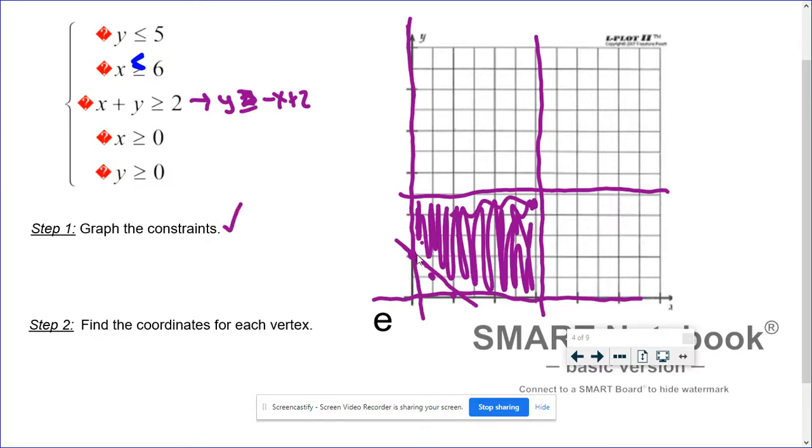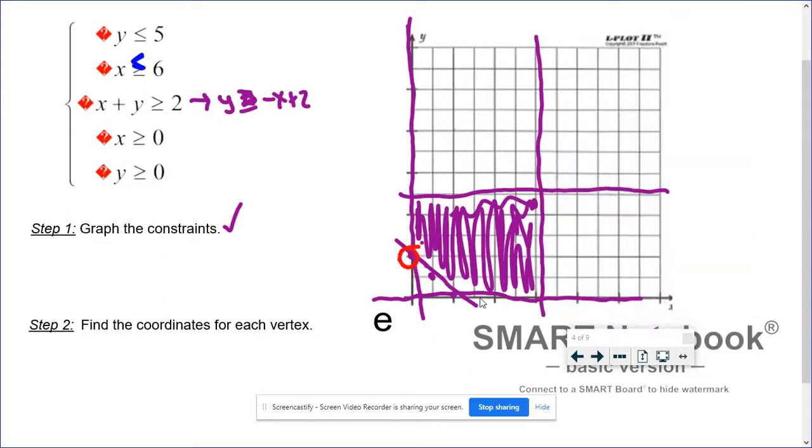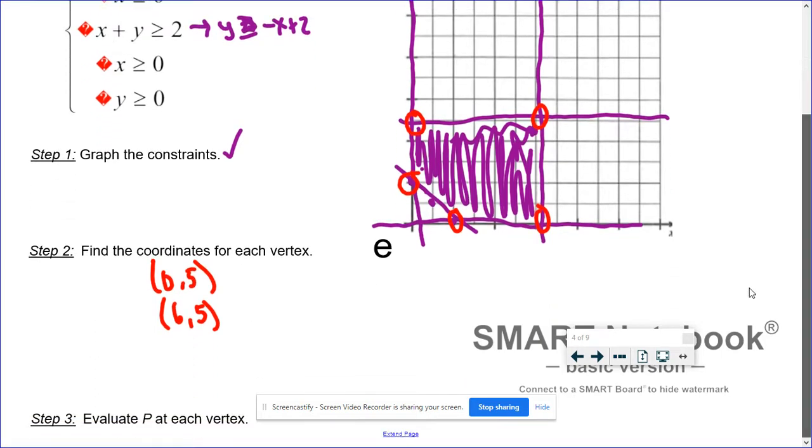Find the coordinates of each vertex. Well, the coordinates of each vertex are the corners of that shape. So here, here, here, here, and here. If I'm going to write out those coordinates, I'll just pick the top left corner. That is at (0, 5). This one's at (6, 5). This one's at (6, 0). This one's at (2, 0). And this one's at (0, 2).